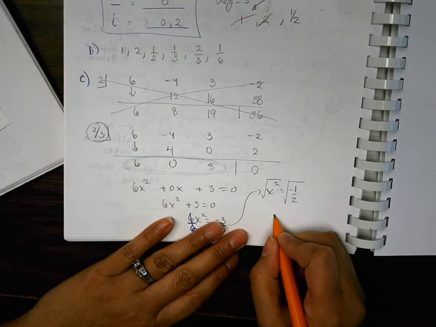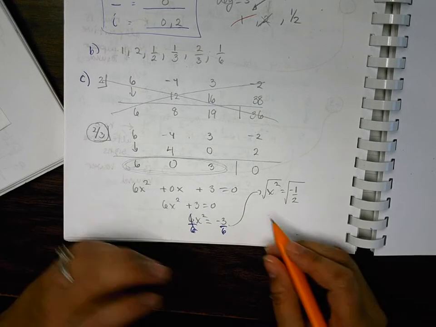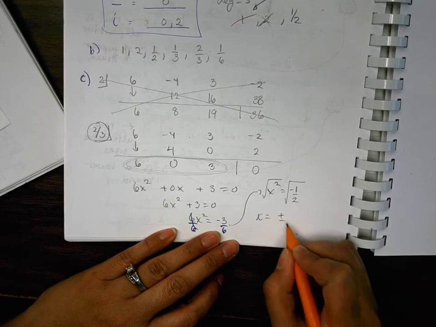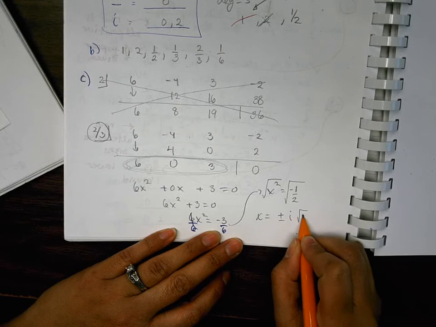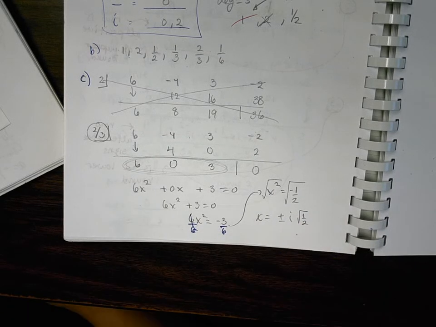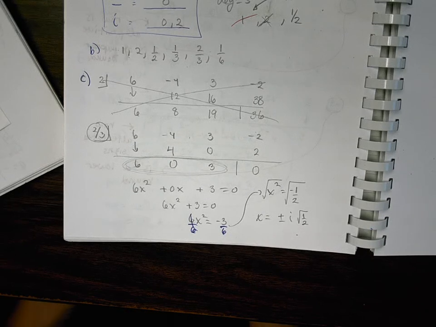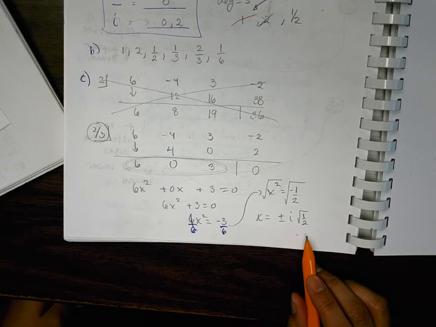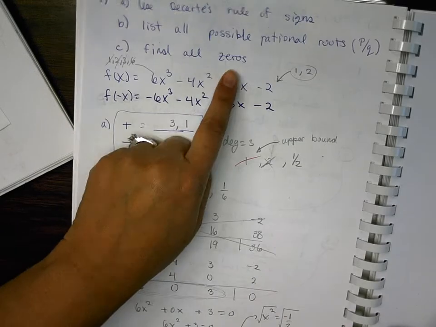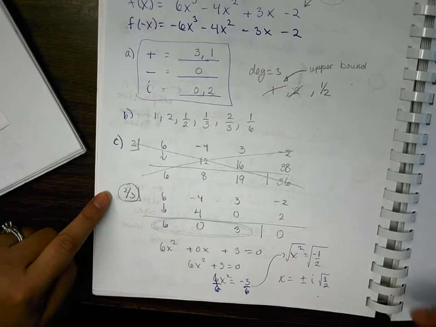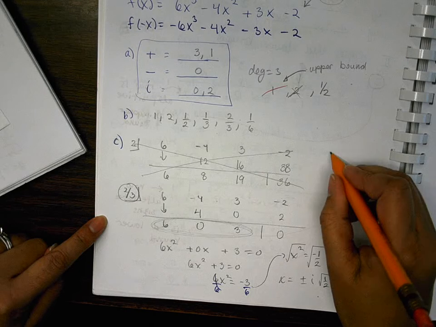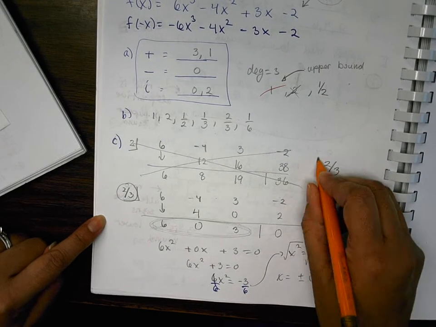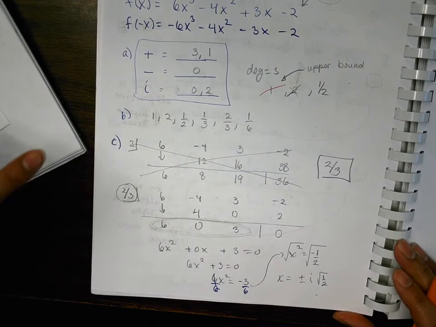Now, what happens when I square root both sides? It's plus or minus imaginary, yes? I'm just going to write it down. X equals plus or minus i root 1/2. Because 1/2 is not a perfect square, or 2 is not a perfect square. Until we put the negative, yeah, plus or minus i root 1/2. Now, am I going to list this as part of my zeros? No, so part C, what is my only zero? 2/3.